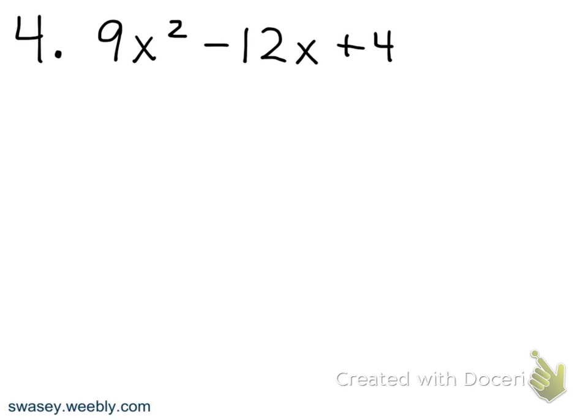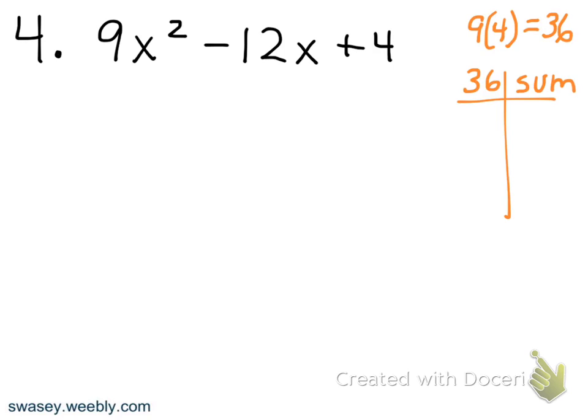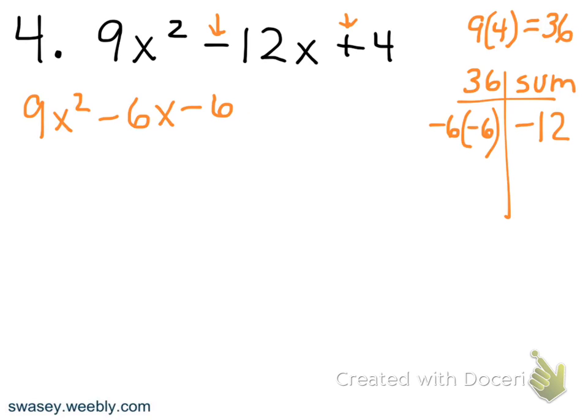Notice a is not 1, so you'll do a times c. 9 times 4 gives us 36. Two factors of 36 that add up to negative 12. Same signs. Bigger one's negative, so they're both negative. So that'd be negative 6 and negative 6, that add up to negative 12 and multiply to get 36. So we'll split the middle. Fill in our box.